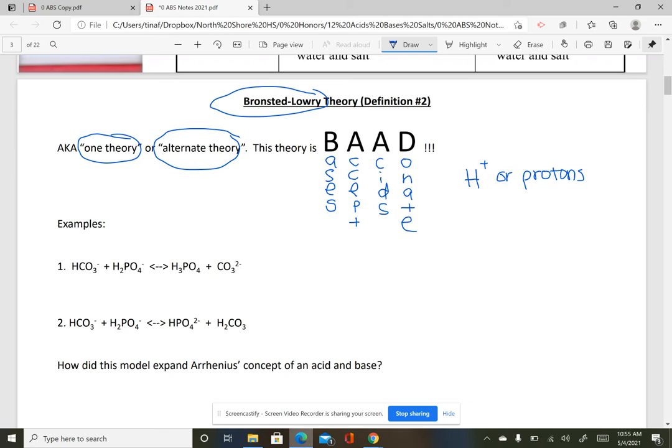So what do we do? When you're given an entire reaction, you have to figure out which one is accepting H's and which one is donating H's. So think about you donating clothes. You're only able to donate clothes because you have extra clothes. You have enough clothes, so you're able to give some away. We're going to think about that the same way here, except with H's.